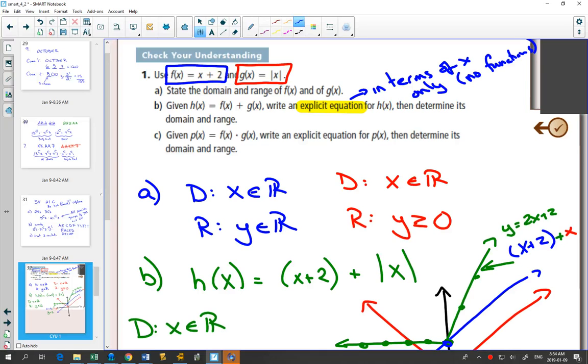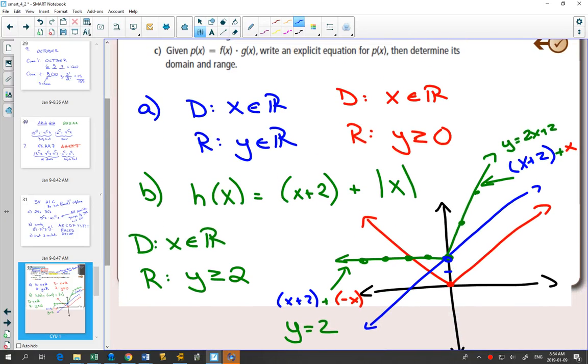And so all an explicit equation is in terms of x only. And this one's really easy, that you could write x plus 2 plus the absolute value of x. We graphed them, so we graphed the blue equation, which was the line, the red equation, which was the absolute value, and we took points and added them up.